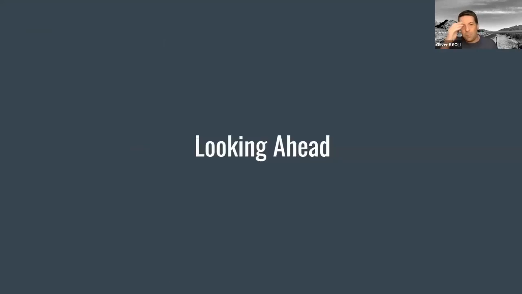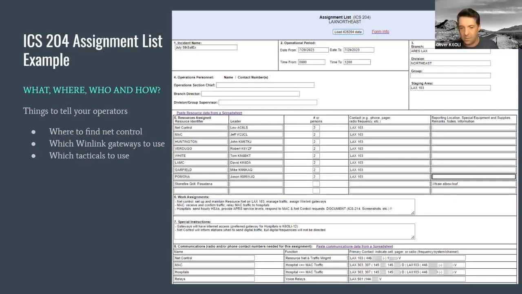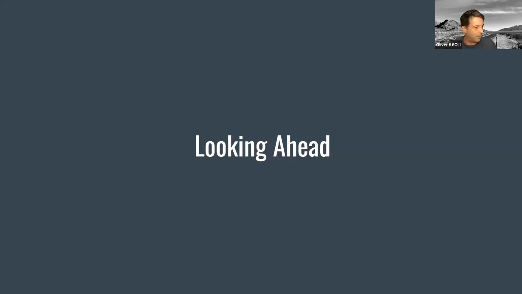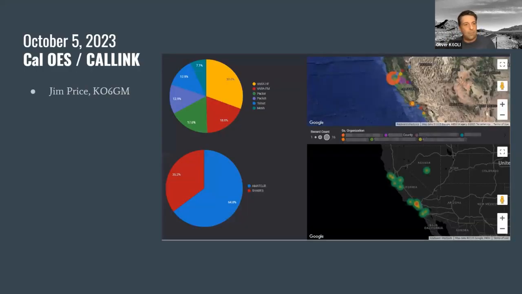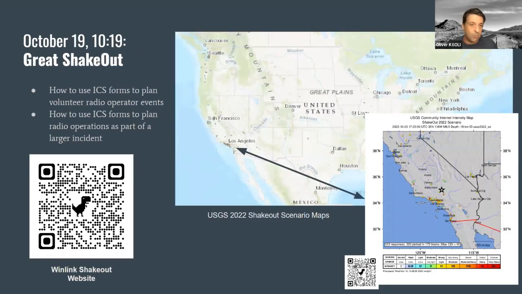All right. And I hope you find this very, very logical. And I want to show you this in a moment live, what you can do here. We're still doing pretty well on time. Quick look ahead. Jim Price is going to talk on October 5th about the Cal OES Cal Link system. So that's going to be a whole lot of fun. And on October 19th, there's a great ShakeOut.